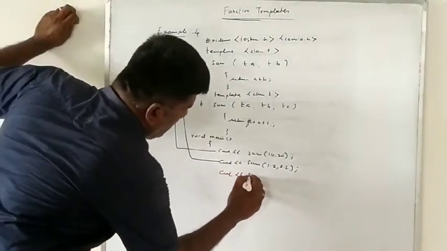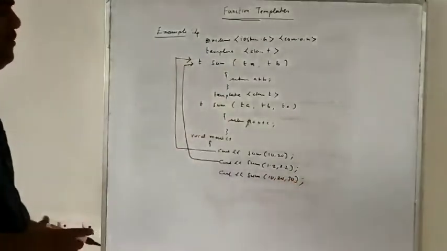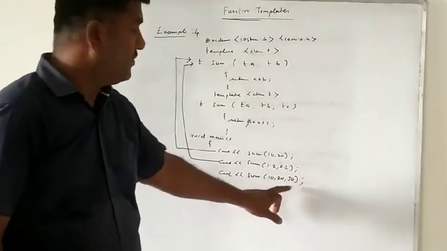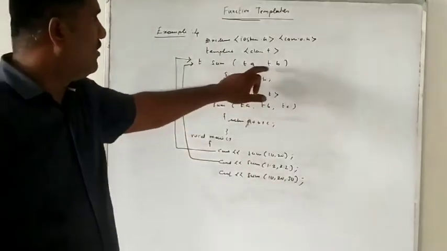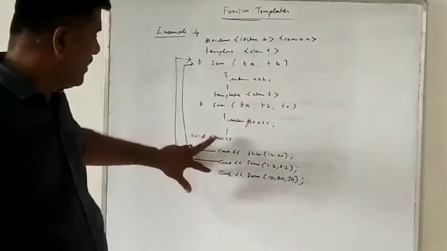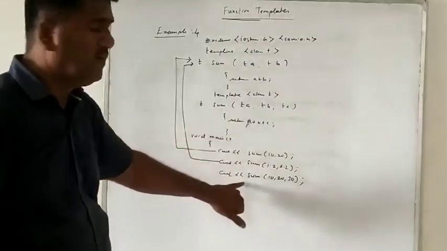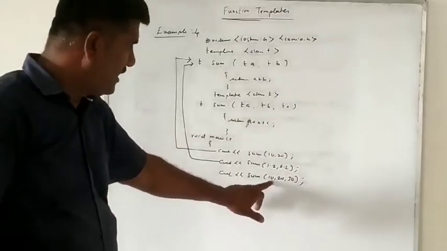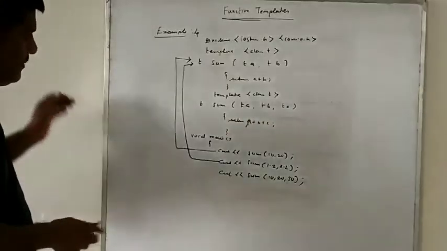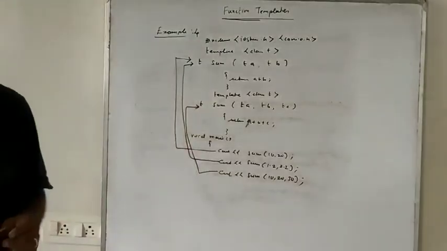So next, cout sum of 10, 20, 30. Okay. So the number of arguments passed is 3. Here we only have 2 arguments in one function, but here we have 3 arguments. So this function is perfectly matched to this function call. So 3 integer values are passed, 1, 2, 3. At the time of this function call, this function definition will be invoked.